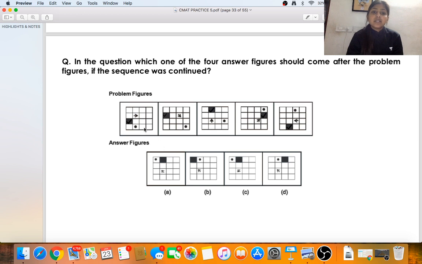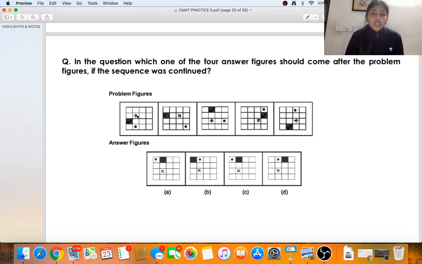Next we'll see this circle. So it shifts backwards. Shifts by 2 and then shifts by 1 and then shifts by 2 again and then shifts by 1 again. So this time it will shift by 2. So it should be in this corner. Anyways, in both A and C, it's in the corner itself. So that didn't help. So we'll come to this arrow now.